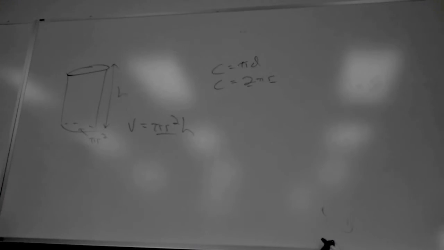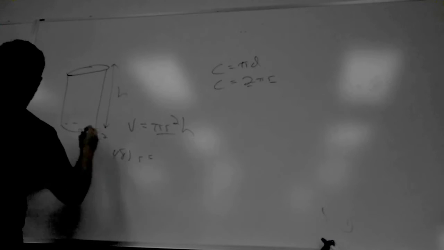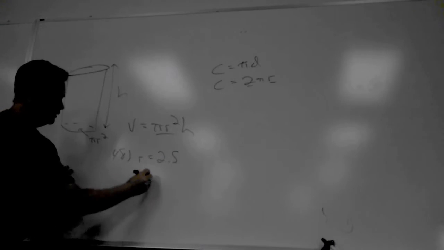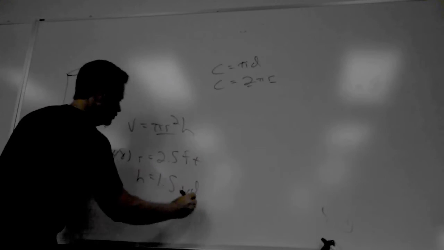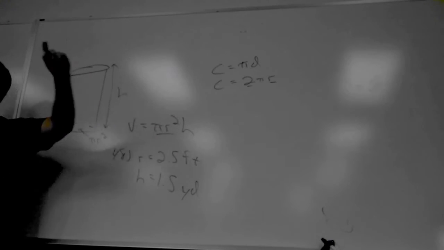Now, let's use it. 40, which one? 40. So in 48, I know the radius is 2.5 feet. Oh, here's the evil part about this. The height is 1.5 yards. So can I just put 2.5 in for r and 1.5 in for h? No. Of course not. We know that they have to have the same units, right?